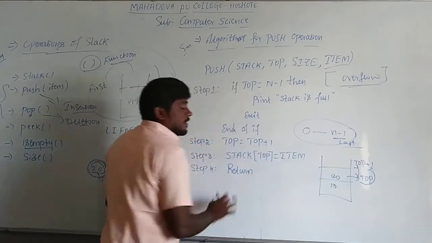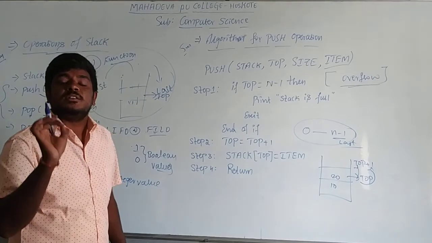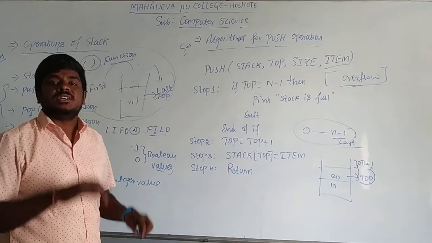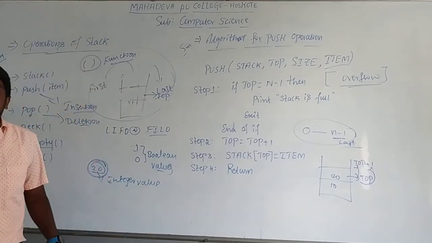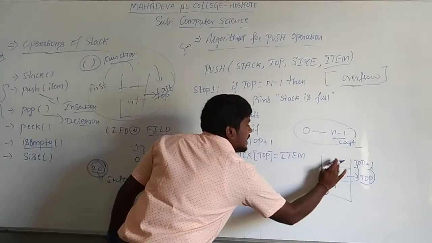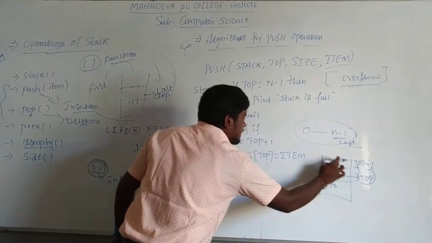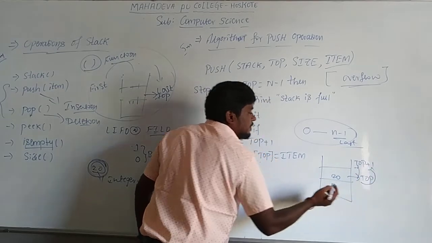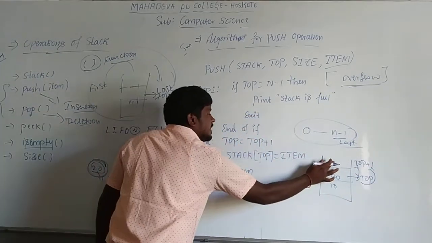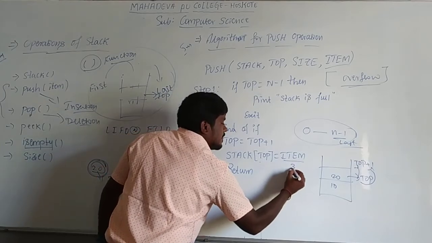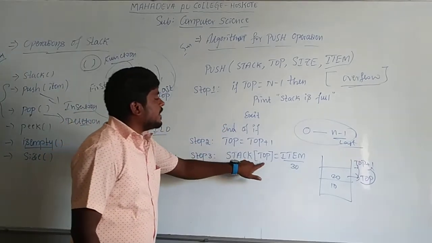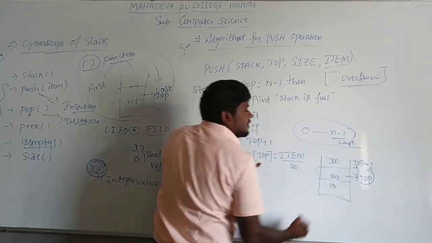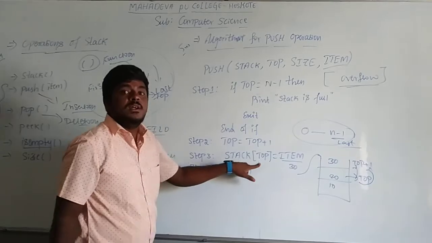Whenever we need to insert a new element into the stack, first we need to create an empty space at the top position. So here we have created the empty top position. Then top is equal to top plus 1. Now stack of top is equal to item. At stack of top, we are inserting the item 30. This element is inserted at the top position.